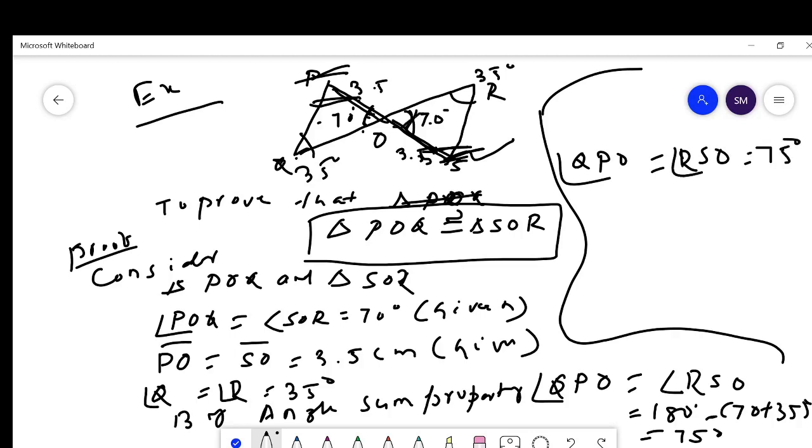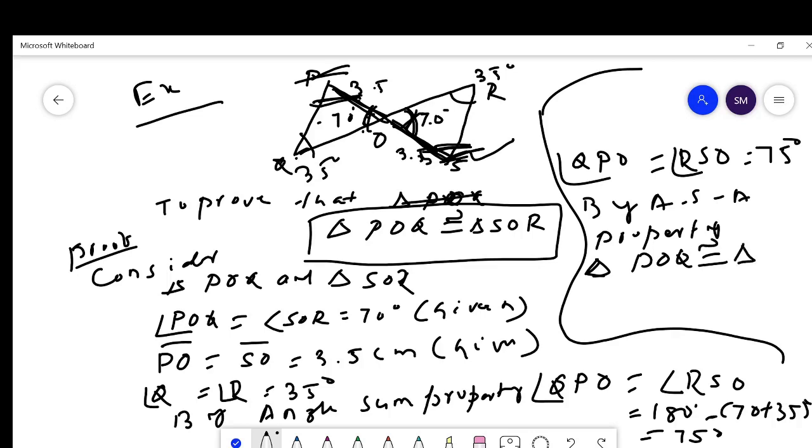Then this is 70 degrees, this is 75 degrees, and this side is the same. Then by the angle side angle property, ASA property, triangle POQ is congruent with triangle SOR. By the ASA property, these two triangles are congruent to each other.